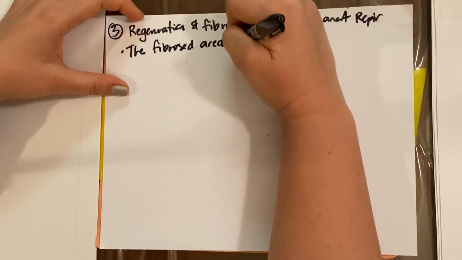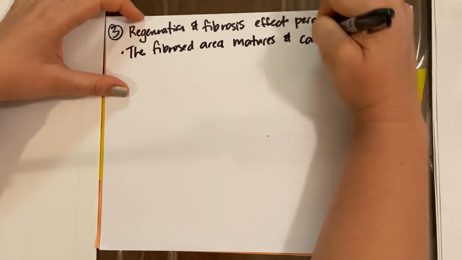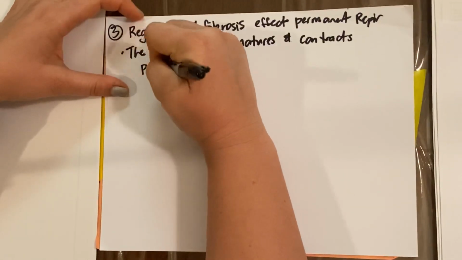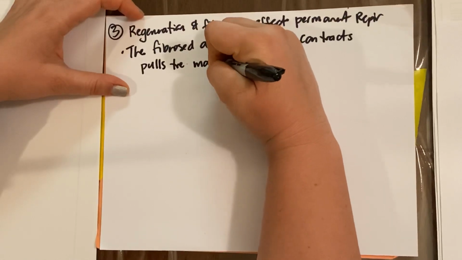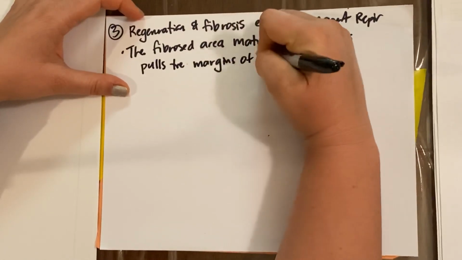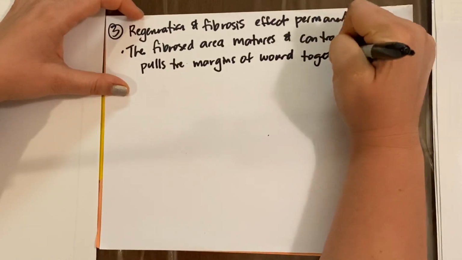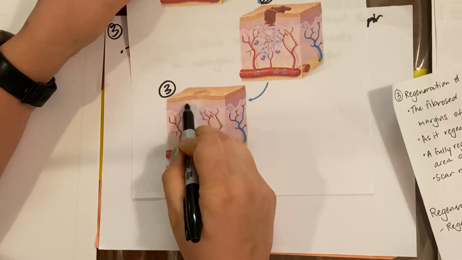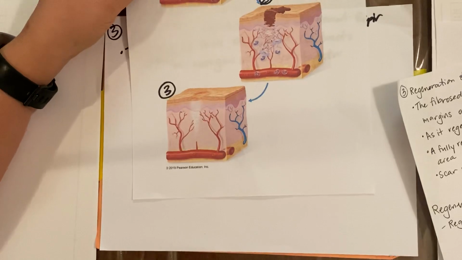area matures and contracts, which pulls the margins of the wound together. Okay, so if we're looking at this, it's going to start pulling the gap, you know, that was formed here together. So it's going to start removing.